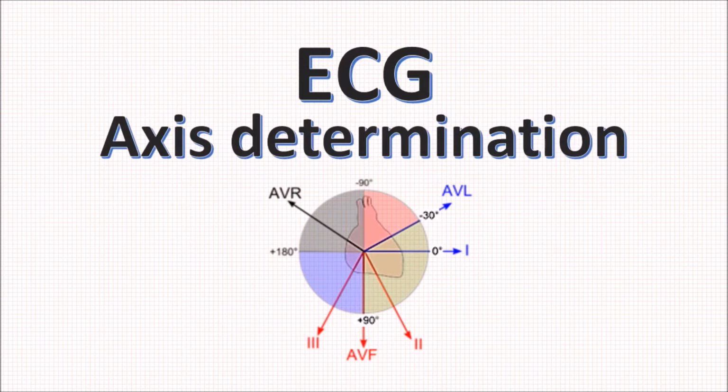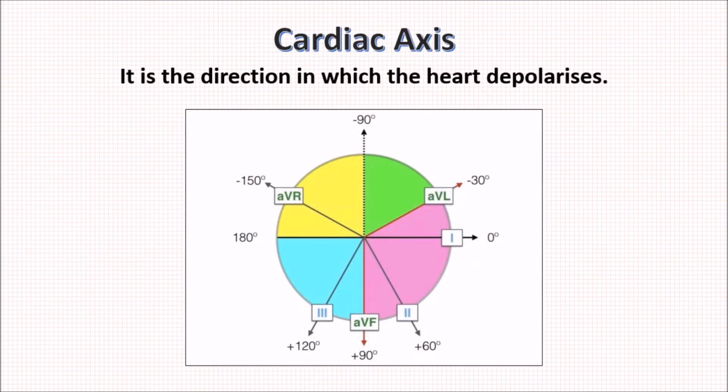In this video, we will learn about cardiac axis determination in ECG. First of all, what does cardiac axis mean? It is the direction in which the heart depolarizes. The normal axis of the heart is from minus 30 degrees to plus 90 degrees.